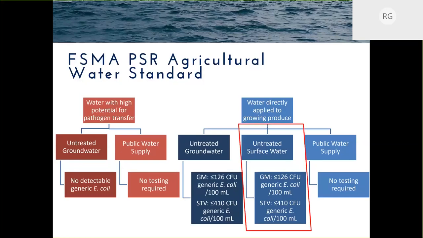And when using untreated surface water under FSMA, this water has to have a geometric mean, which is a type of average, of less than or equal to 126 colony-forming units, or CFU, of generic E. coli per 100 mLs. And I'll explain exactly what that is and what that means as we go through the presentation. Your water also has to have less than or equal to 410 CFU of generic E. coli per 100 mLs when you look at STV, or the statistical threshold value, which is a measure of the variability of your water samples.